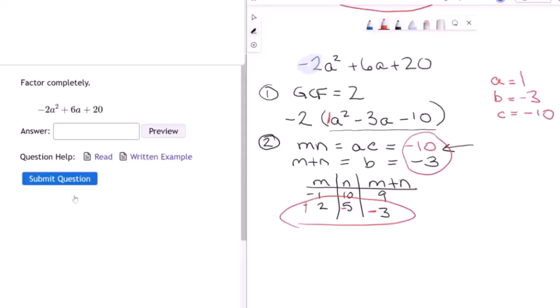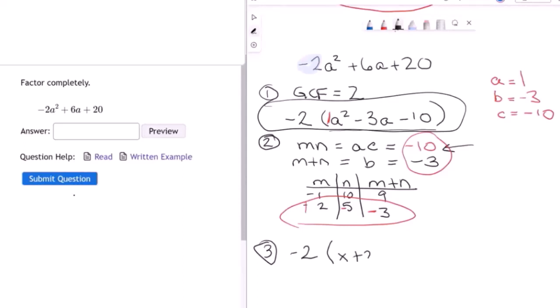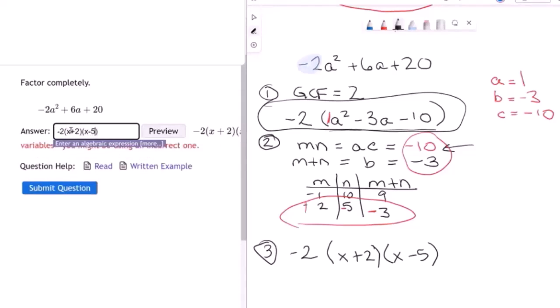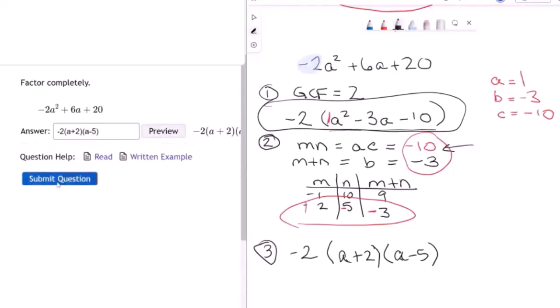My last step. Don't forget, I have my -2 out front times a plus 2 times a minus 5. And if you ever want to check yourself, all you have to do is multiply it all back out. These are a's, not x's. Use the correct variables.